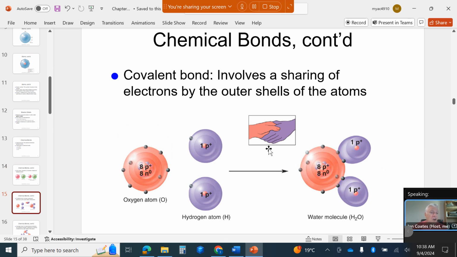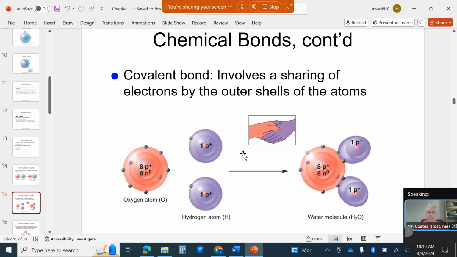Covalent bonding, not so. In covalent bonding, the electrons are not donated or taken or given, so to speak. The electrons are shared. Now, is it 50-50 sharing? It can be. Can it be 75-25? Absolutely. Can it be 90-10? Absolutely. Some atoms are more aggressive than others. But when you're talking covalent bonding, you're talking sharing.